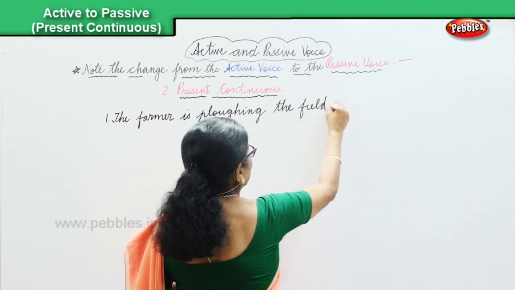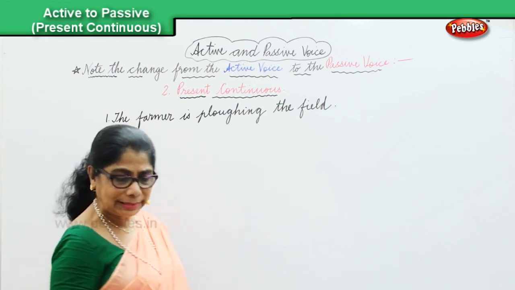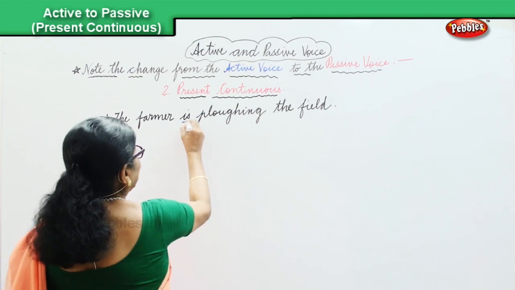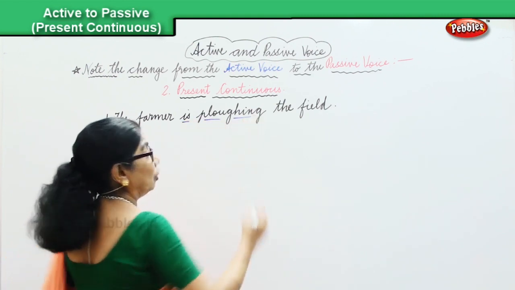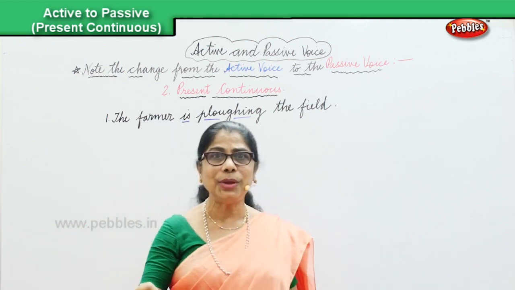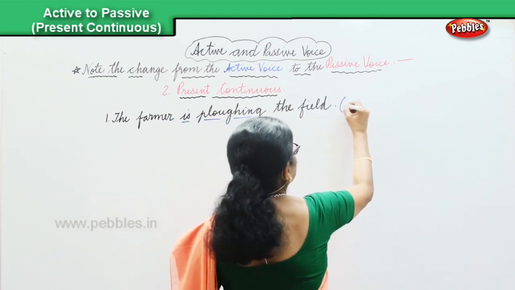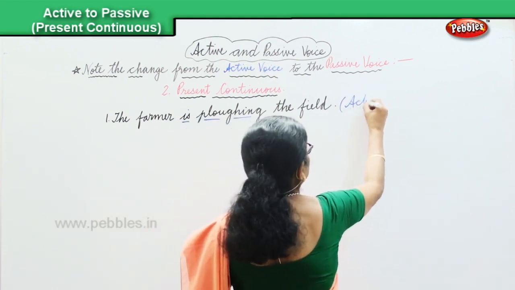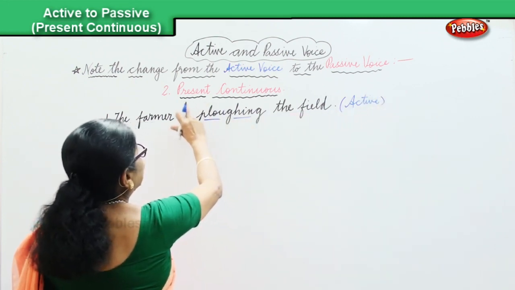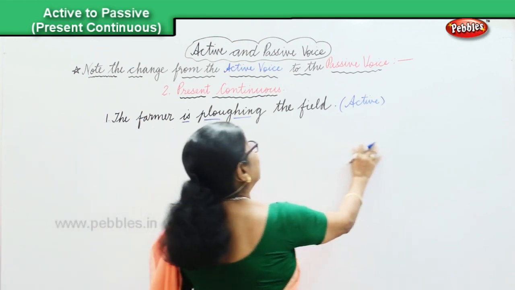Now, the farmer is plowing the field. Look at that sentence. Is plowing. The verb is plowing. Action is going on. The farmer is doing an action that is going on. Active voice. So, this is active. Now, let's see how we change this present continuous. The action is going on.